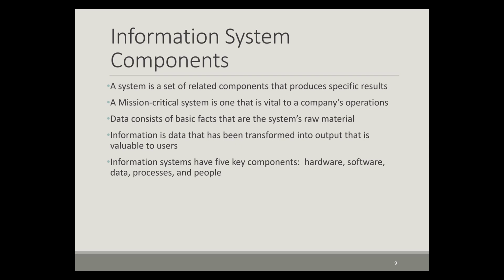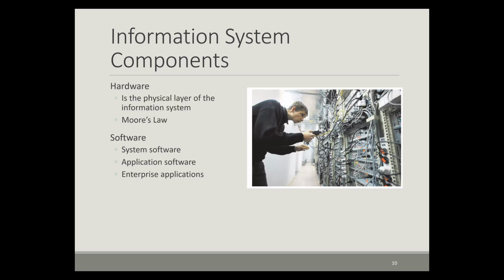An information system has 5 key components: hardware, software, data, processes, and people. The hardware is the physical layer of the information system. We can use Moore's law for analyzing the hardware. That means every 2 years the number of transistors will be increasing. So right now you can see that the price of hardware is cheaper and cheaper for the same spec. That means you can buy higher spec hardware for a cheaper price in the future too.